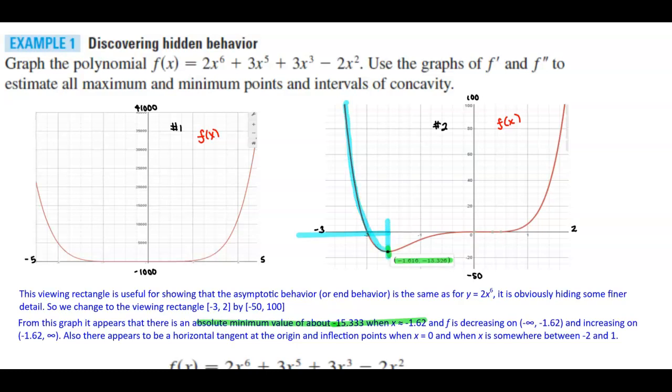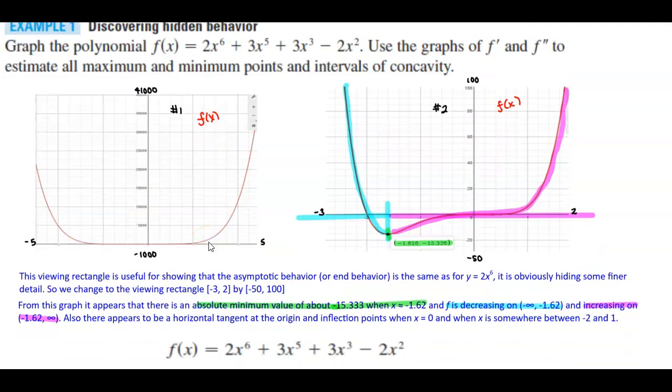And where is it increasing? We know the function is decreasing on that interval, and it's increasing on the interval from -1.62 to infinity. So here we see it's increasing from here to infinity. Now there also appears to be a horizontal tangent at the origin and inflection points when x is equal to 0, and when x is somewhere in between -2 and 1. Over here at 0, we can see it flattens out, which tells us there's an inflection point there. And when x is in between -2 and 1, it is changing from decreasing to increasing.